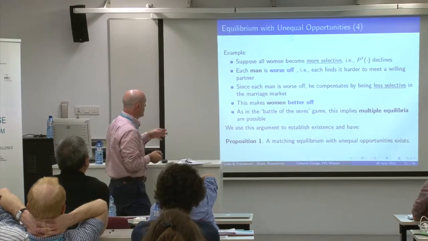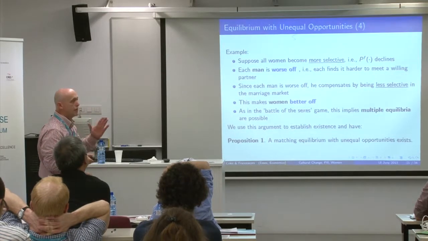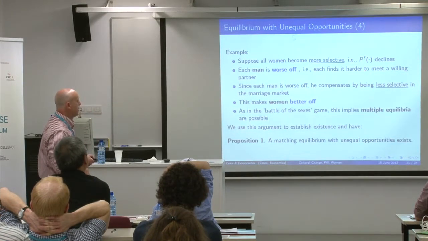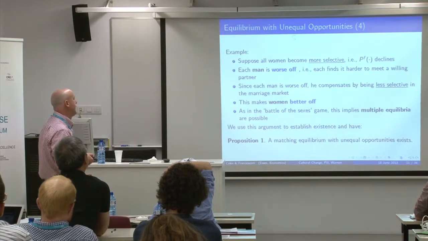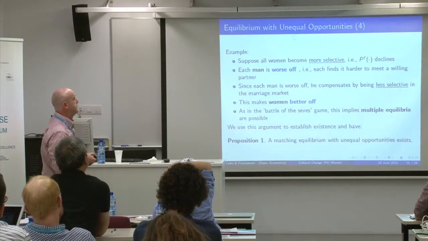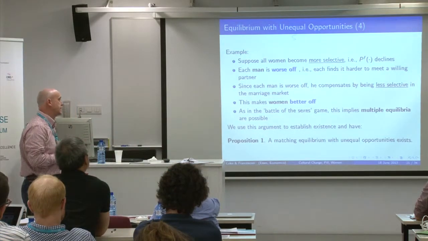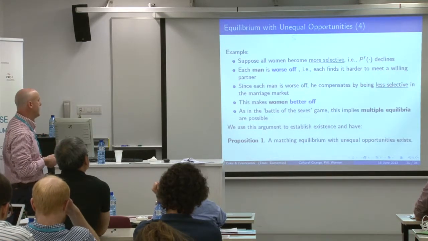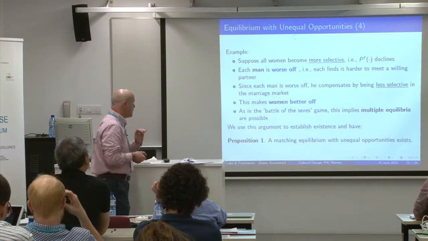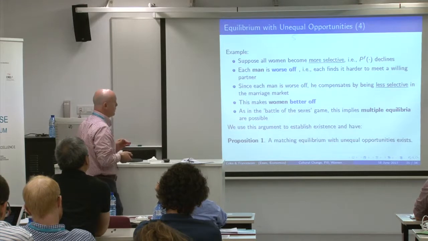Just very simply, suppose that all women become more selective for whatever reason, then their match propensities will go down. So each man will then be worse off. He finds it harder to meet a partner who's willing to match, and therefore each man will respond by becoming less selective in the marriage market. But then this will also make women further better off. So this, in a sense, is the essence of how we are going to be getting the equilibrium.